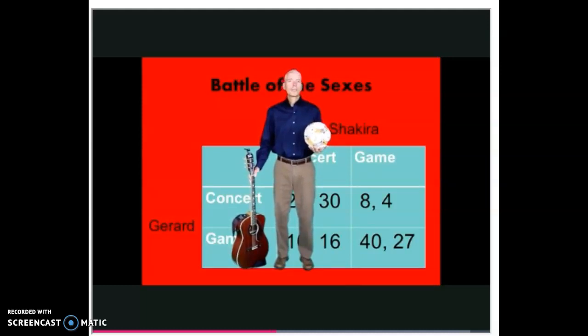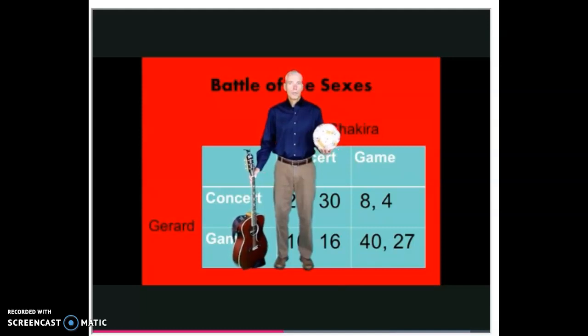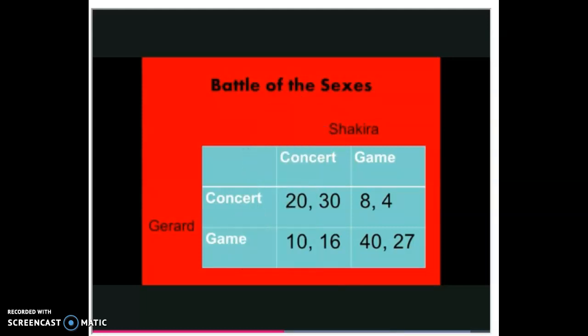Suppose that they had agreed to go to either a concert or a soccer game, but they can't remember where they agreed to meet, and they're separated. They don't have good cell service. They each have to decide which place to go to. This game is called the Battle of the Sexes, and the numbers in the payoff matrix represent the levels of happiness or utility each player receives depending on the outcome.